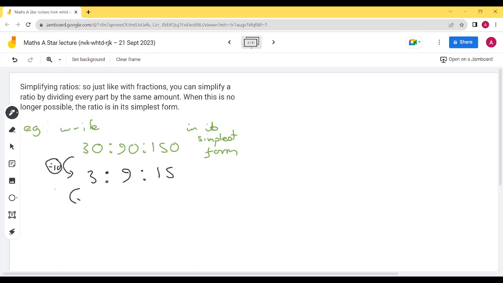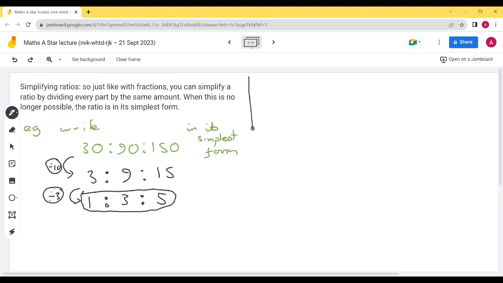And that's going to leave us with 1 to 3 to 5. And again, just like simplifying a fraction, you could do this all in one move. You could have divided the first ratio by 30 and you would have ended up in the same place, but you don't have to do it all in one go. Just whatever works for you. As long as you end up at the simplest form, then that is fine.